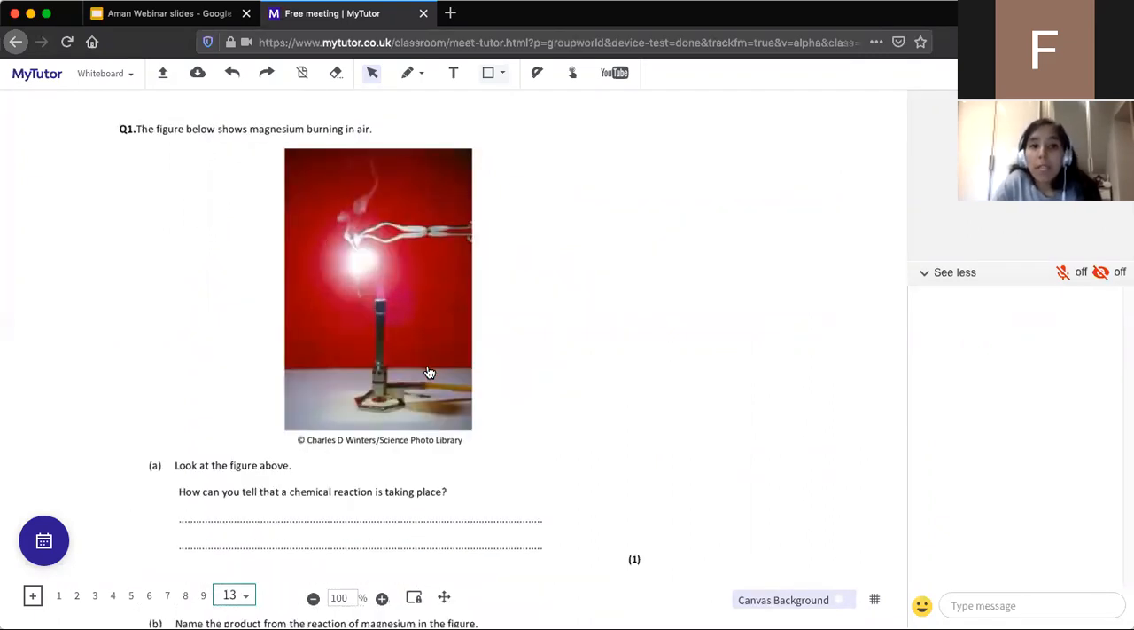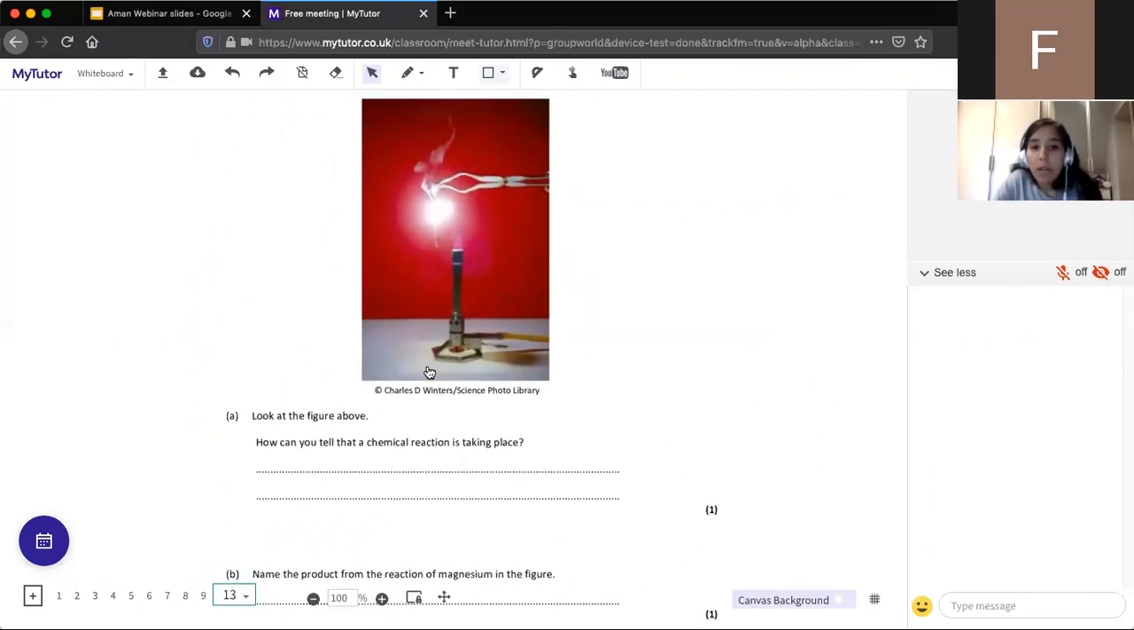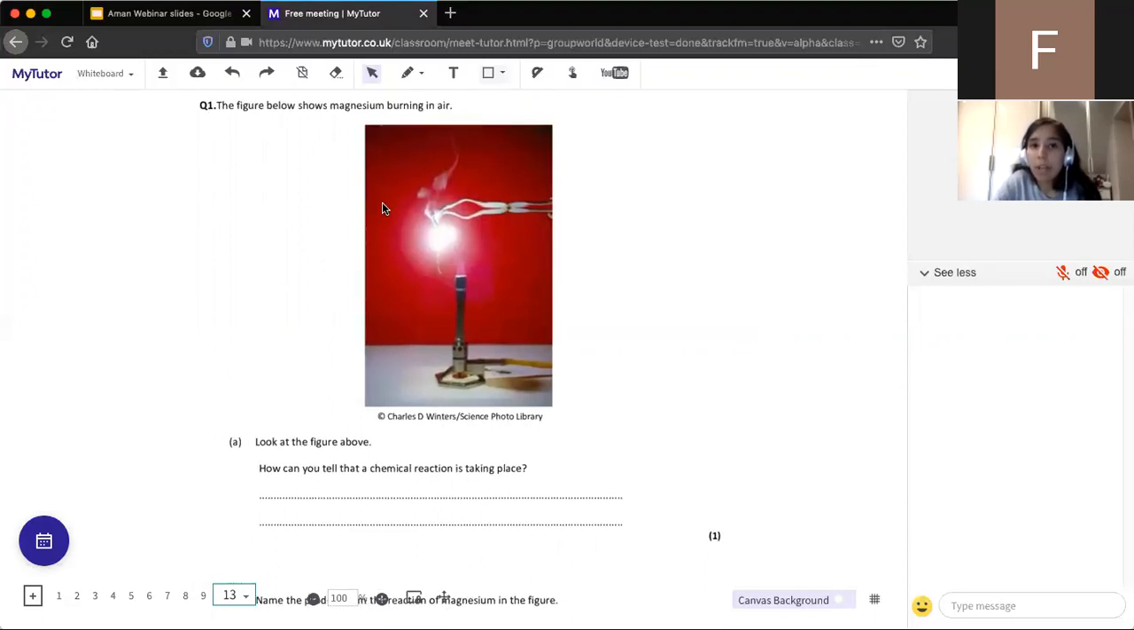Okay, so we've got magnesium burning in air. How can we tell that a chemical reaction is taking place? So from that picture, how can we tell?